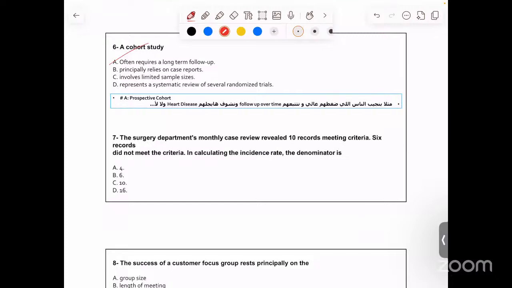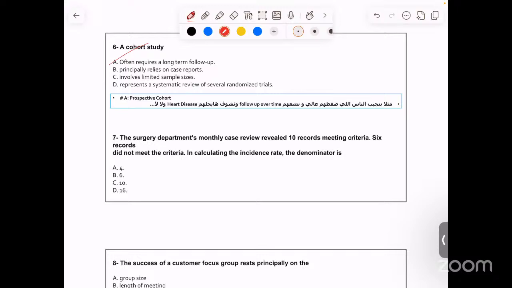Okay, that's the answer. Number 7, the surgery department's monthly case review revealed 10 records meeting criteria. 6 records did not meet the criteria. In calculating the incidence rate, the denominator is A, 4, B, 6, C, 10, D, 16. The question is asking for the denominator when calculating the incidence rate. So the incidence rate is typically calculated as, what's the formula? Incidence rate is equal to number of new cases over total number of cases reviewed times 100.